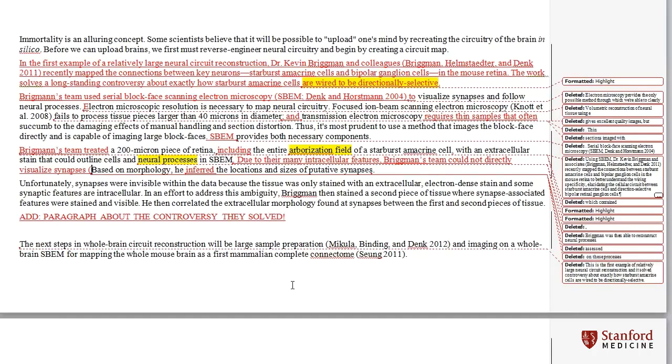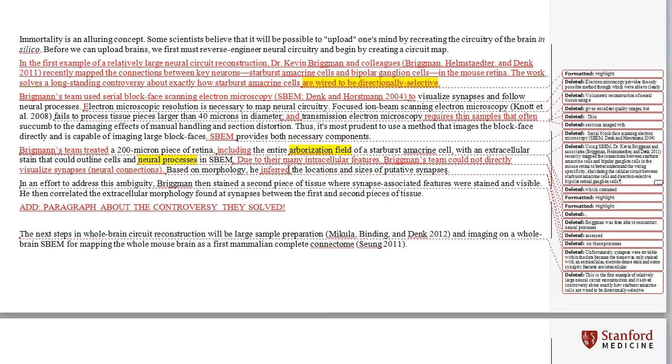Because they have many intracellular features, and this is an extracellular stain, which we've just said in the previous sentence so we don't need to repeat, Brigham's team could not directly visualize the synapses. And I'm going to add here what a synapse is, a neural connection, a simple explanation in parentheses in case a reader doesn't know. So now we've gotten rid of all of the material in this. We don't need to repeat that. And then this transition, "in an effort to address this ambiguity," I don't think we need that either. So, "Due to their many intracellular features, Brigham's team could not directly visualize synapses."